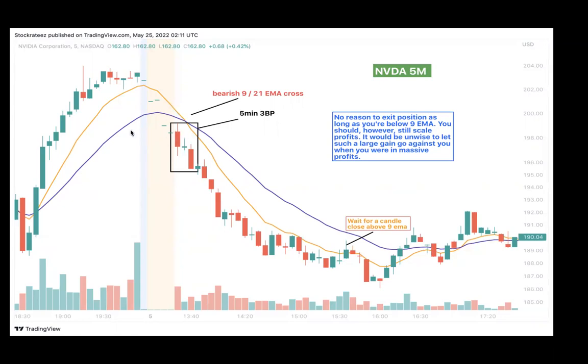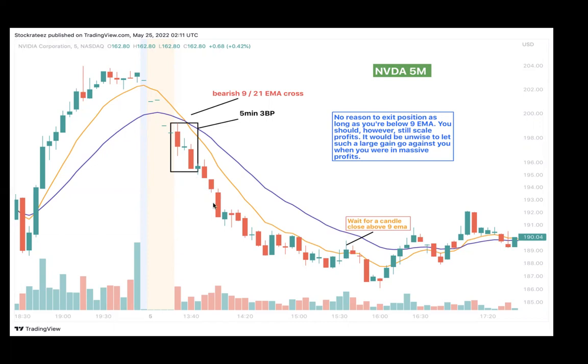And then you break that pre-market low. And then you also got that bearish 9/21 EMA cross. And then, kind of a no-brainer trade. I mean, we were still in the previous day's range, so maybe I would have not gone so big in that trade. But it's a great example nonetheless. And then when you get that candle close above the 9 EMA, then you can take your profits.